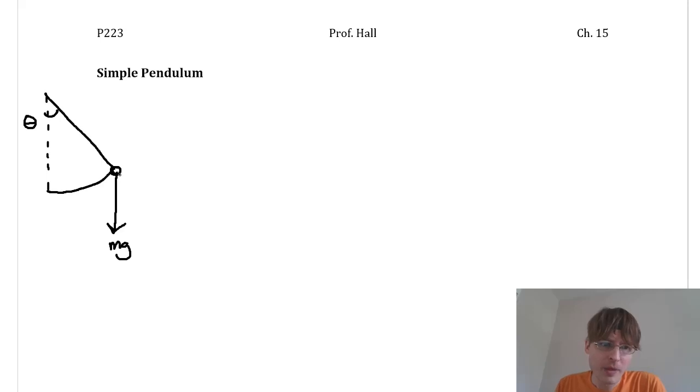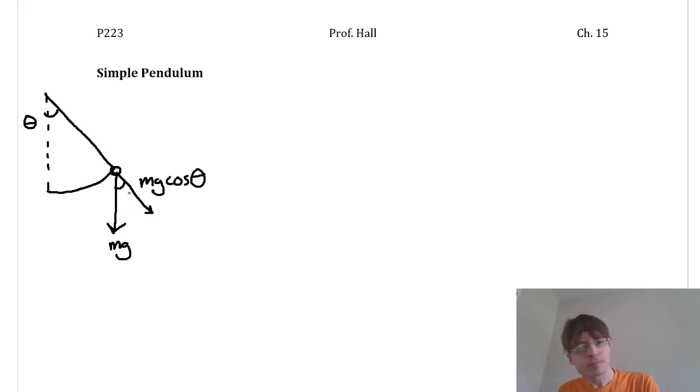Okay, well, first let's look at this component of mg. Mg has a component away from the center of the pendulum. Notice that if this is angle theta, then so is this. And so this component here would actually be mg cos theta. Mg is the hypotenuse of the triangle, and this is the base of the triangle, adjacent to the angle theta. And there's a component here of mg, which is the one we really care about, and that one has magnitude mg sine theta.